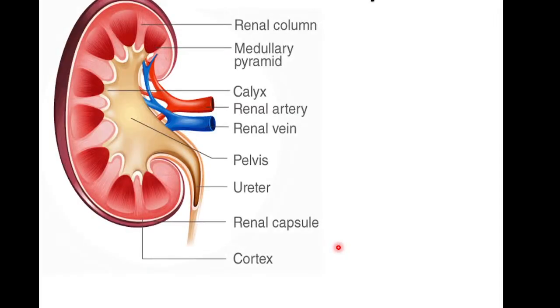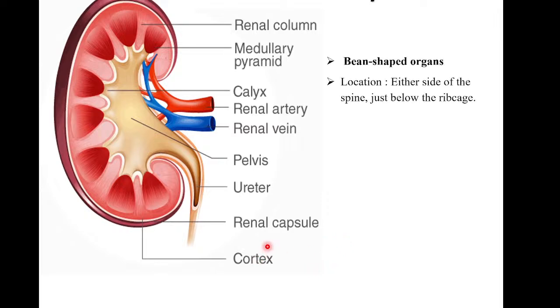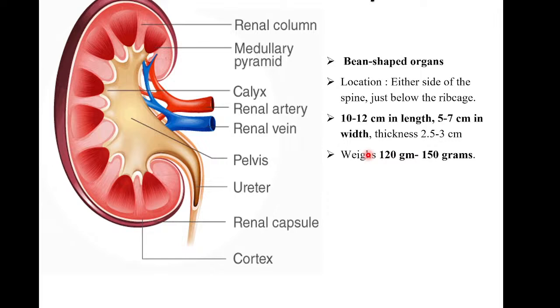The human body has two kidneys, a pair of bean-shaped organs located on either side of the spine, just below the rib cage. Each kidney is about 10 to 12 centimeters in length and 5 to 7 centimeters in width, and its thickness is about 2.5 to 3 centimeters. The average weight of a kidney is about 120 to 150 grams.